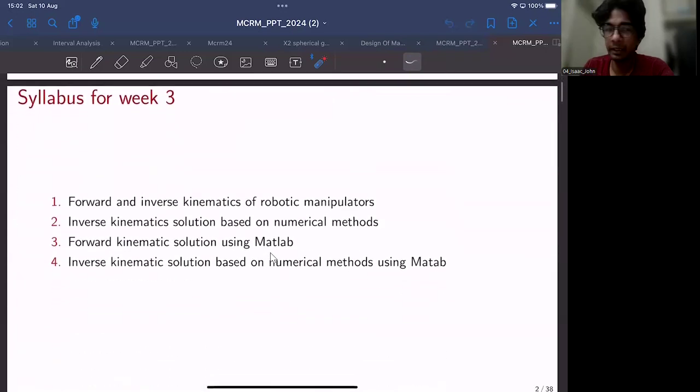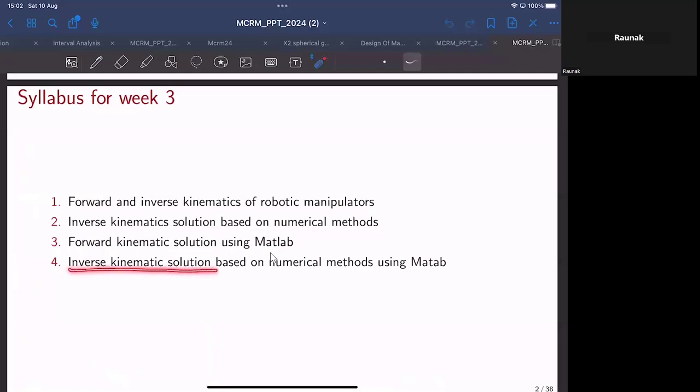For the syllabus, we'll be looking in detail at the definitions and some examples of forward and inverse kinematics of robotic manipulators. We will see how we can solve inverse kinematics using numerical methods, and why we have to rely on numerical methods. We have also discussed the forward kinematic solutions using MATLAB. It has already been demonstrated in the weekly lectures. And then we have also covered the inverse kinematic solution based on numerical methods using MATLAB. So the purpose is to have a brief summary of all the topics. I won't be showing any simulation using MATLAB because it has already been covered during the weekly lectures.